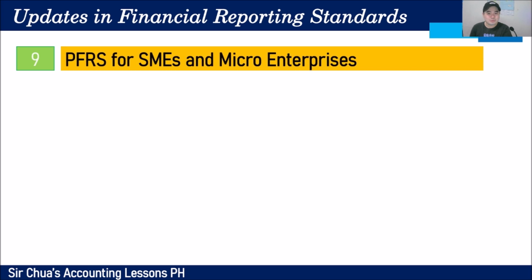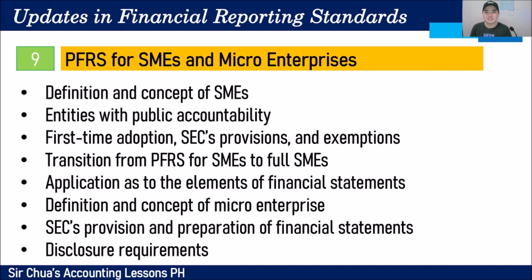And then lastly, we will also be talking about the PFRS for small and medium-sized entities and the PFRS for micro enterprises. The definition and concept of small and medium-sized entities, and what are the entities with public accountability. If you're first-time adopting the PFRS for SMEs, what shall you do? And then the provisions of the Securities and Exchange Commission, are you exempted from them? And then the transition from PFRS for SMEs if you want to go to full PFRS. That's full PFRS, okay?